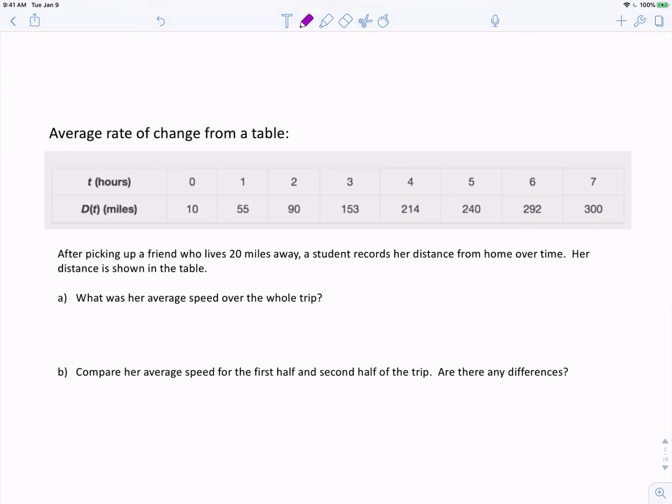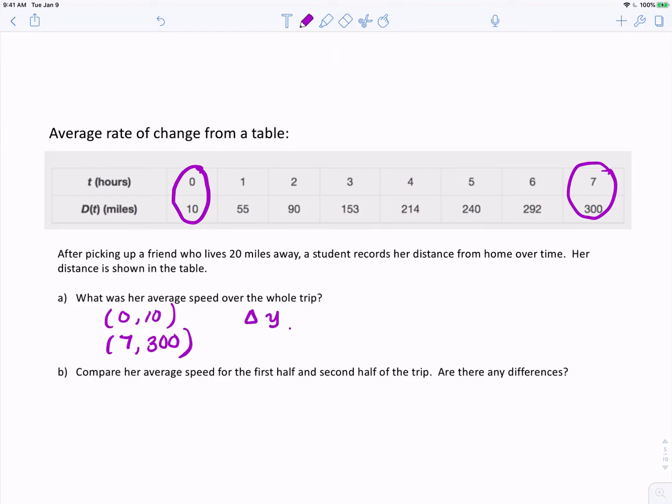You can also find average rate of change from a table. So here we have a table of values showing time and distance. After picking up a friend who lives 20 miles away, a student records her distance from home over time, and her distance is shown in the table. What was her average speed over the whole trip? So for the whole trip, we want to start with the initial time, which was 0, and the ending time, which was 7 hours later. And so we have the points (0, 10) and (7, 300).